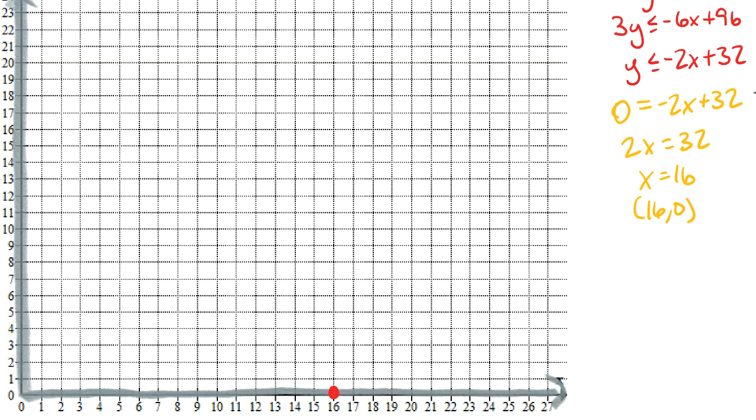And then remember, our slope was negative 2. So that usually means down 2 over 1. But we can also just do the opposite of that. We can go up 2, left 1. That way we can just travel up and to the left instead of down and to the right off the graph.